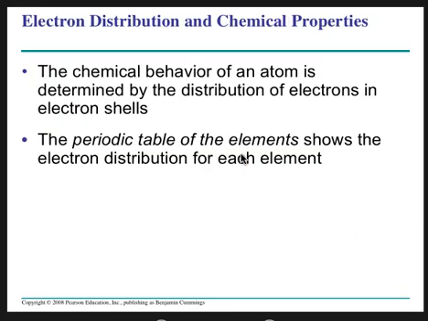How an atom behaves chemically is really determined by how many electrons there are and which shells they're in. And the periodic table shows us that. I showed you that we had that electron distribution. You can also do it just by knowing how many electrons there are and knowing that certain shells will only hold a certain number of electrons.